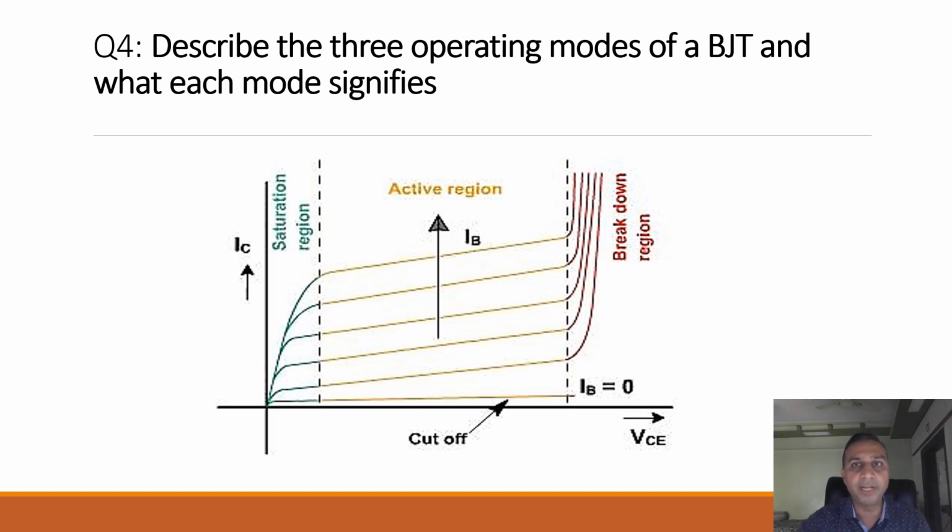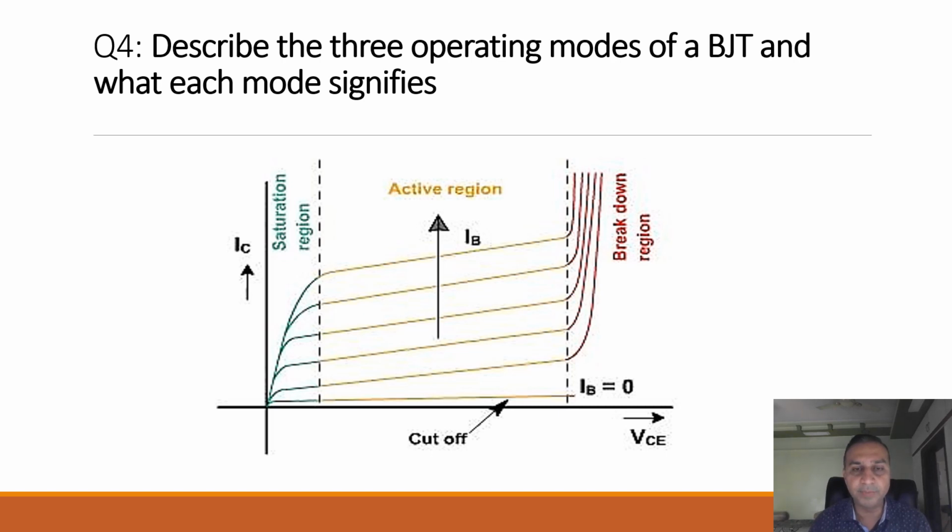Describe the three operating modes of BJT and what each mode signifies. The BJT has three operating modes, which are also called the regions: active region, cutoff region and saturation region. In active region, the base emitter junction and the collector base junction are forward biased and reverse biased respectively. This mode is primarily used for amplification as it allows current amplification.